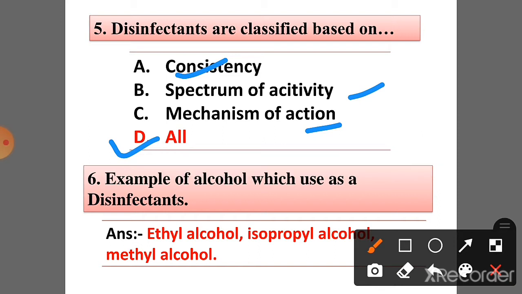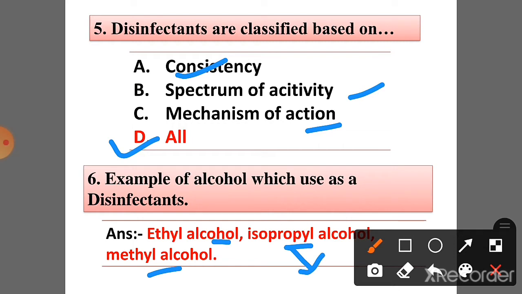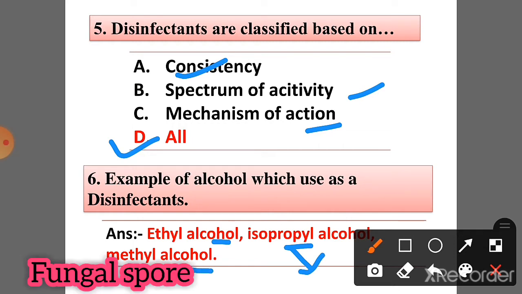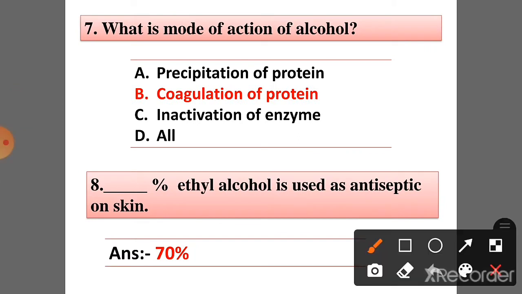Question 6. Example of alcohol which used as a disinfectant. Answer, ethyl alcohol, isopropyl alcohol and methyl alcohol. Isopropyl alcohol is used to disinfect the surface and methyl alcohol is used to kill fungi and to kill fungal spore. Question 7. What is mode of action of alcohol?